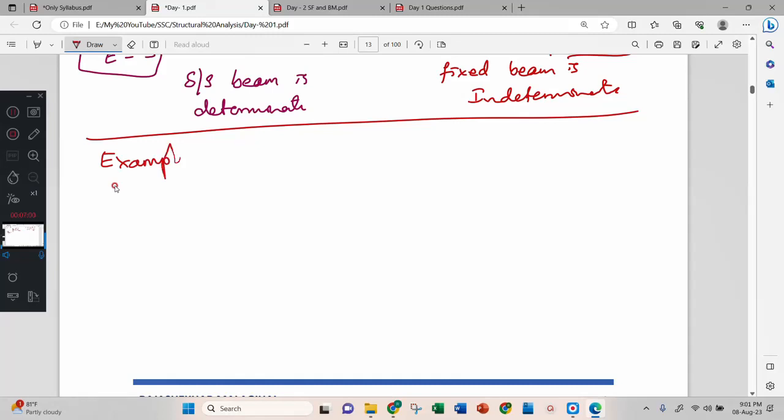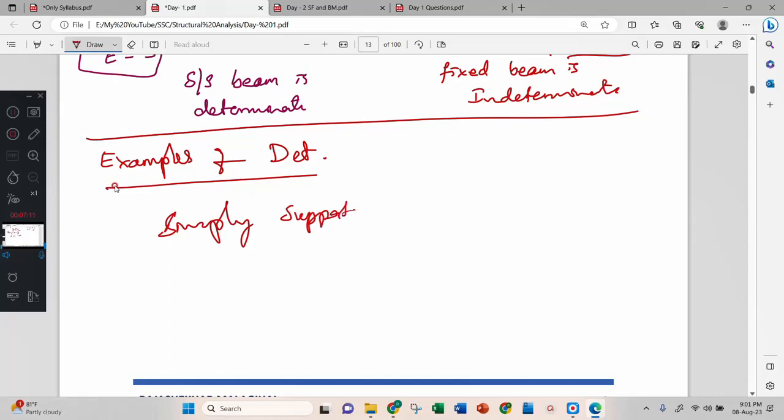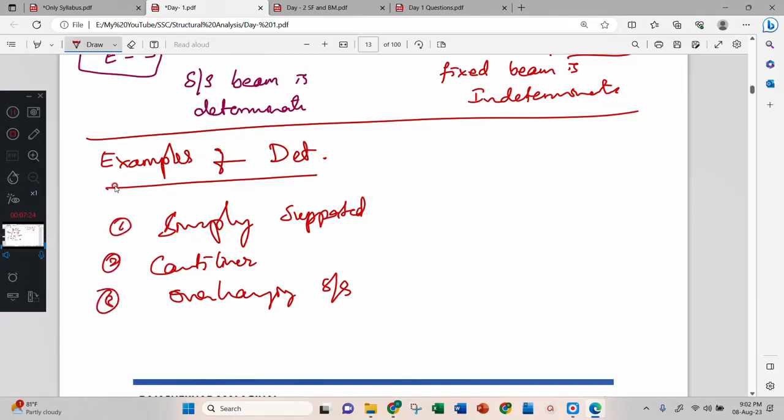Now, examples of determinate beams. The first one is the simply supported beam. The second one is the cantilever. Next, the overhanging beam. Simply supported, cantilever, overhanging: 1, 2, and 3. Any doubts?